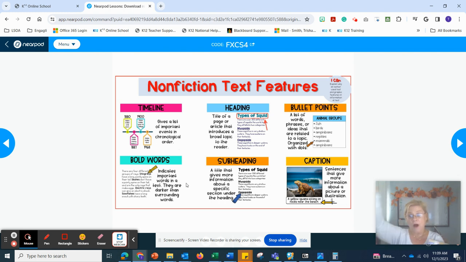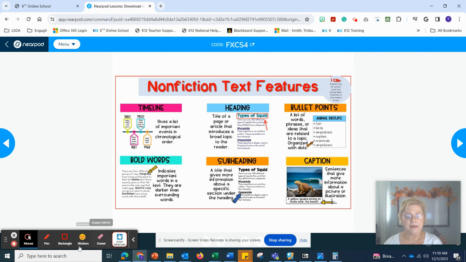So your heading will always support your central idea, and your subheadings will always support what the central idea is about. So if you look here, the heading is types of squids. And then each of these subheadings are types of squids. So if we think back to our passage last week where it was classifying animals, and then each of our subheadings were different ways that scientists and researchers classify animals.